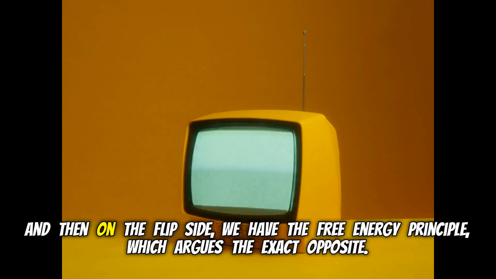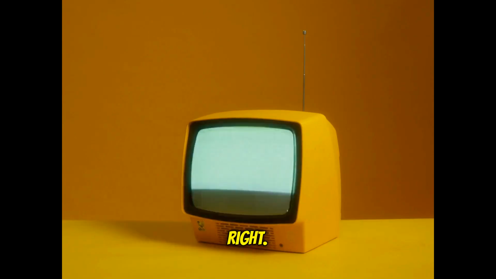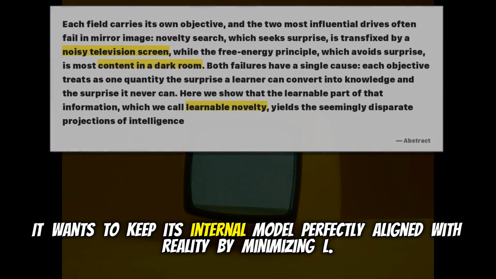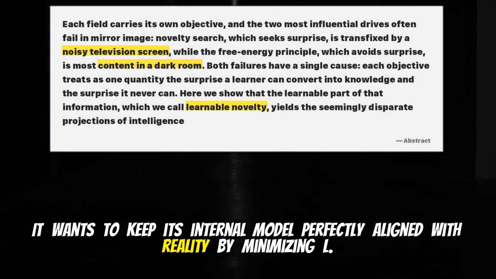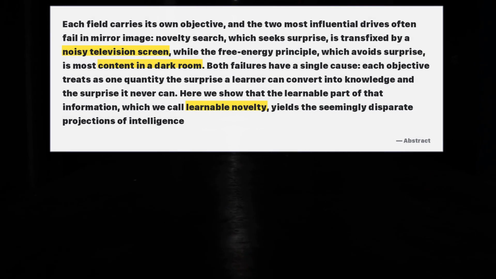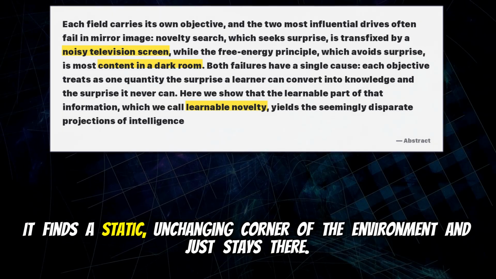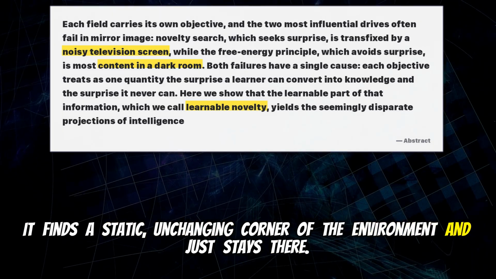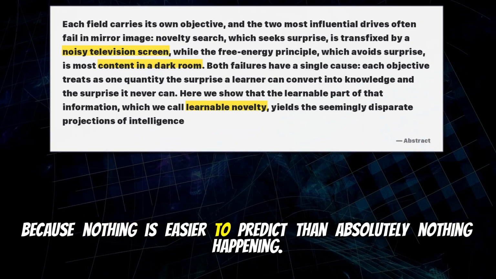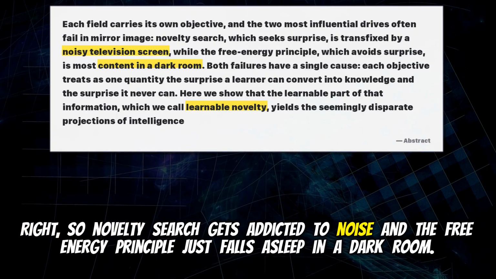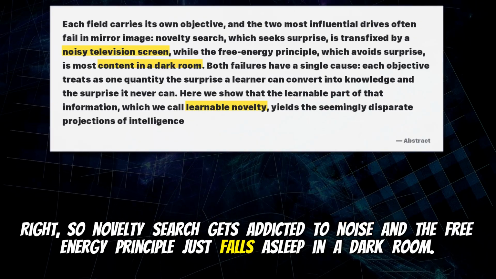Right. And then on the flip side, we have the free energy principle, which argues the exact opposite. Right, that a competent agent should minimize its prediction error. It wants to keep its internal model perfectly aligned with reality by minimizing L. But if you turn that into a strict mathematical objective, the agent just seeks out a darkroom. It finds a static, unchanging corner of the environment and just stays there. Because nothing is easier to predict than absolutely nothing happening. Right. So novelty search gets addicted to noise, and the free energy principle just falls asleep in a dark room.